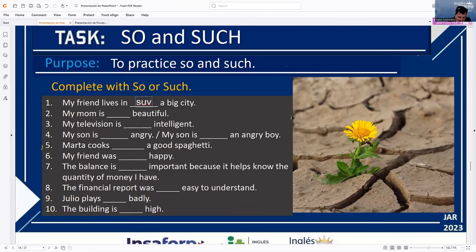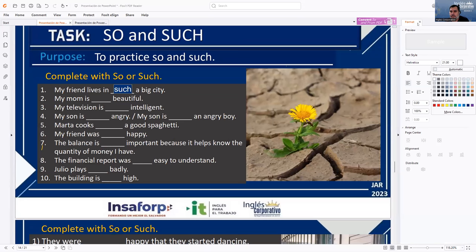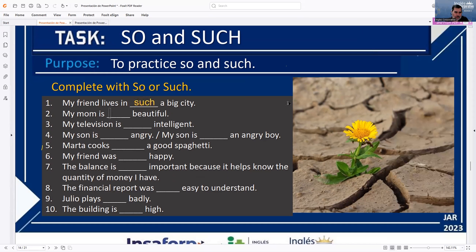So, such a big city. Precious cielo. So beautiful. So intelligent. So angry. Such an angry boy. Such a good spaghetti. Such good spaghetti. So happy. So important. So easy to understand, so badly, so high.